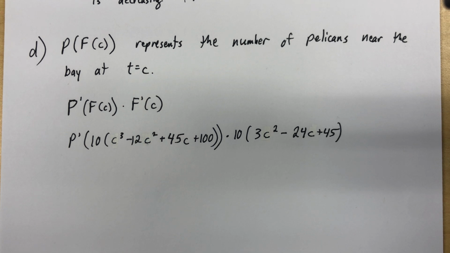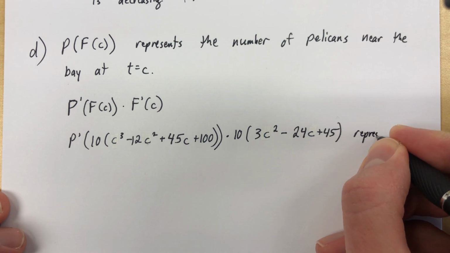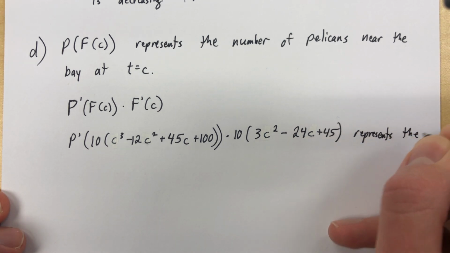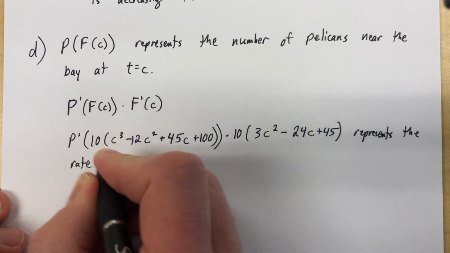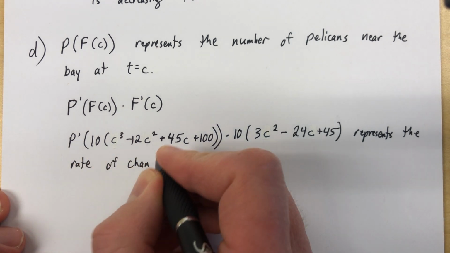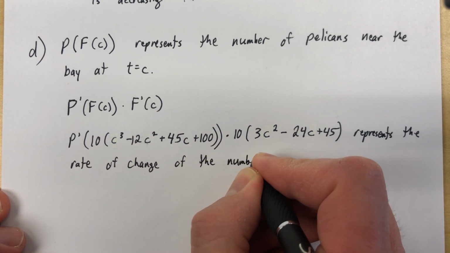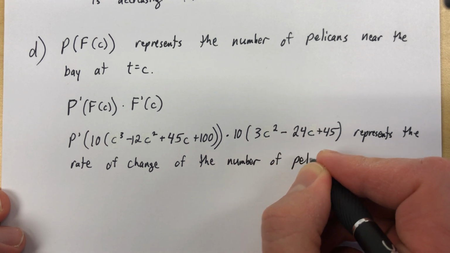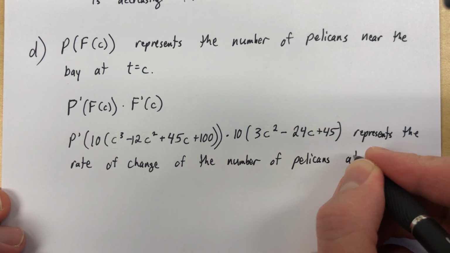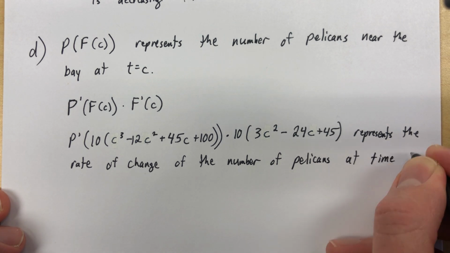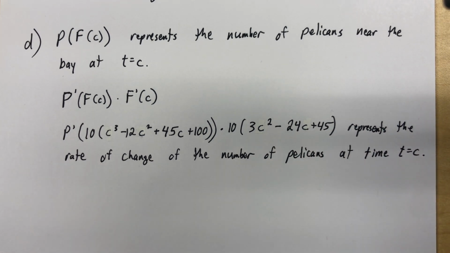Let's put it in context and answer the question within the context of what they asked. They said, write an expression for the rate of change. We've done that, but I want to say that's what this is. So this represents the rate of change of the number of pelicans at time t equals c. And that is all they were looking for on this one. This one was just worth 1 point.